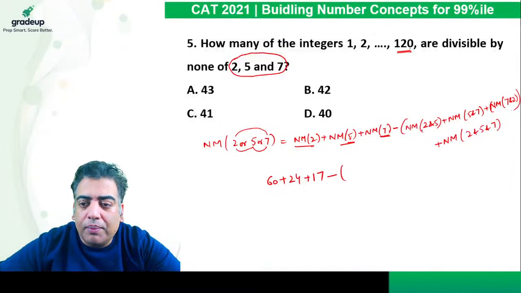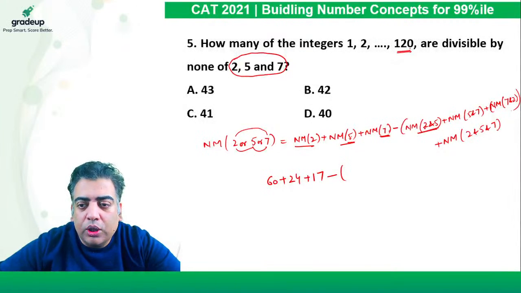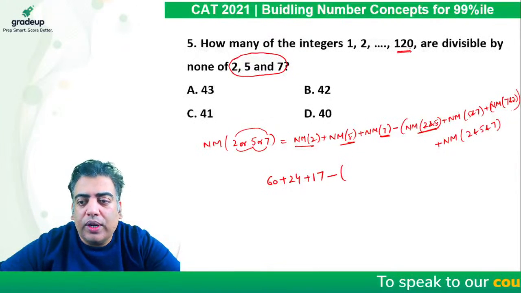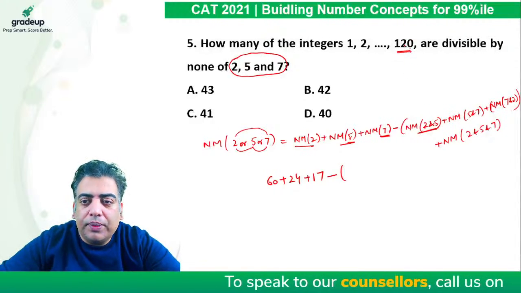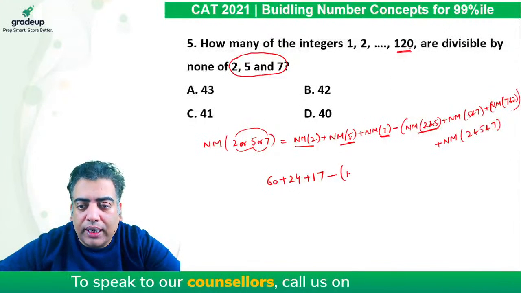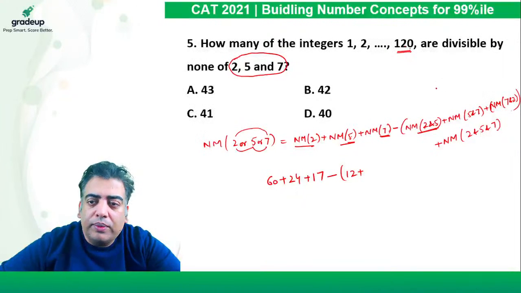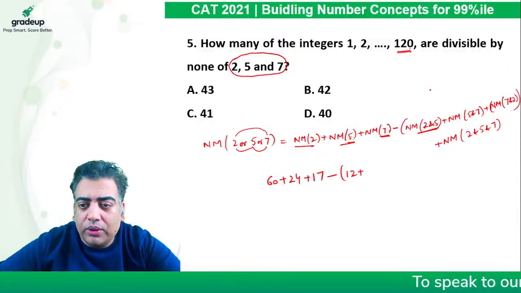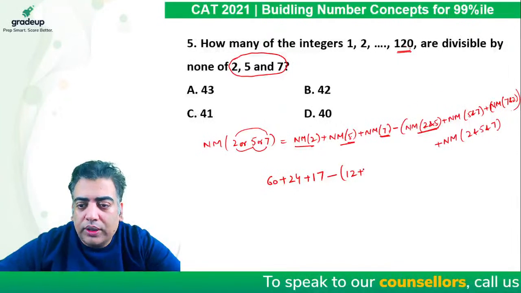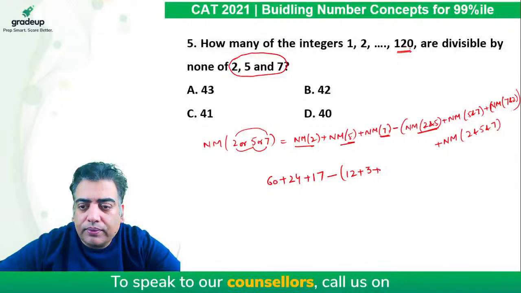Minus the number of multiples of 2 and 5. So 2 and 5 means the LCM of 2 and 5, which is 10. So multiples of 10 will be 120 upon 10, which is 12. 5 and 7 means 35. Right? So 35 into 2 is 70, into 4 will be 140, so into 3 only we can go, which is 105. So there are 3 multiples of 35.